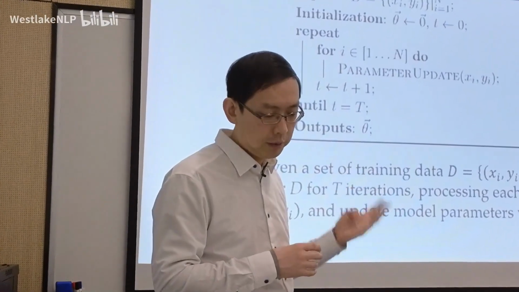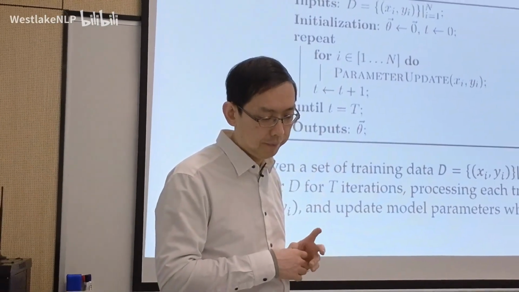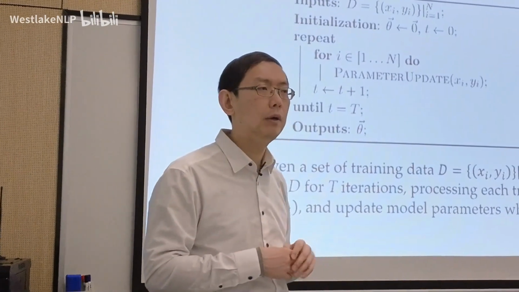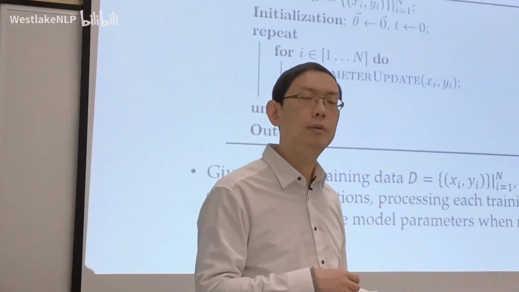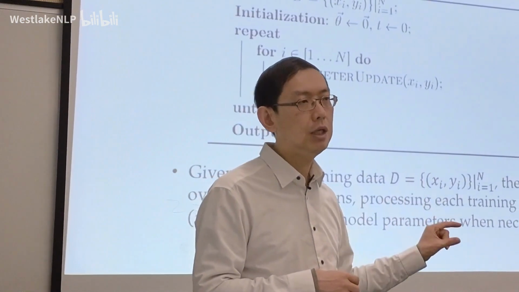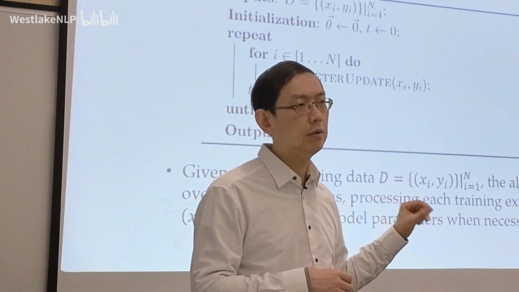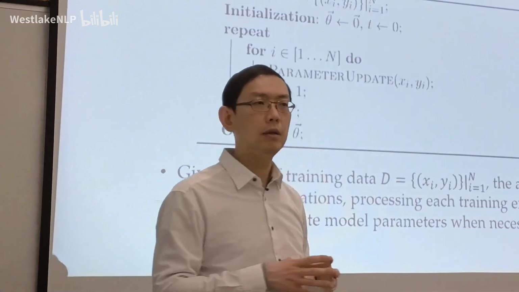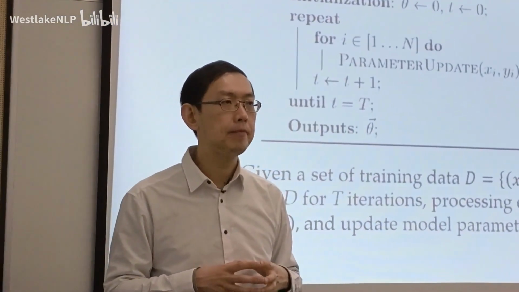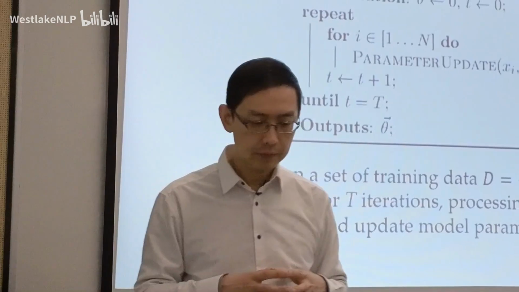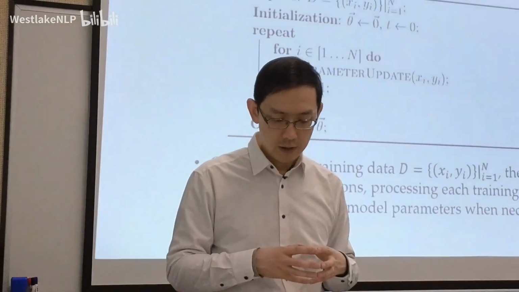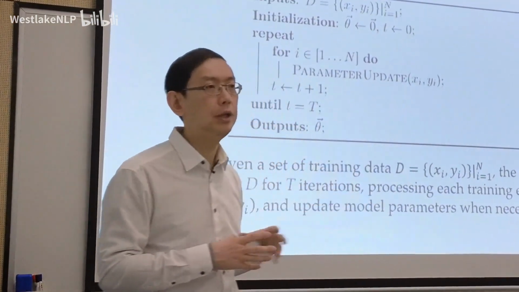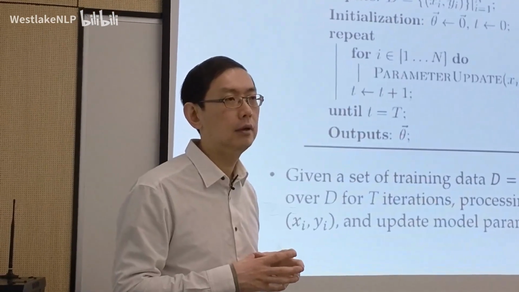So we have an objective function which can be different. But when we train the model, we go through all the training instances multiple times, maybe in batches, and for every instance we calculate a gradient, we take a learning rate, and we just update the model. But the parameter update function is different in the pseudocode.